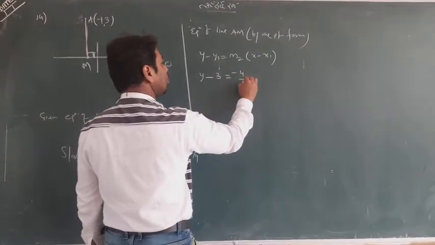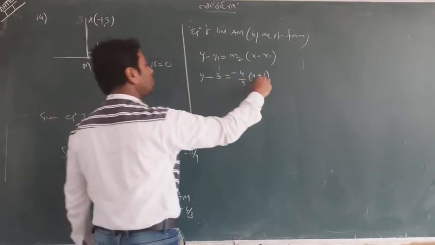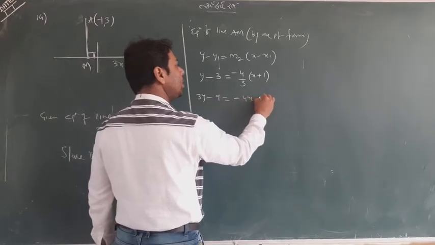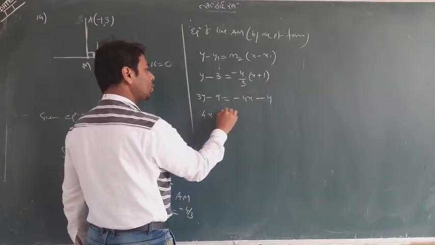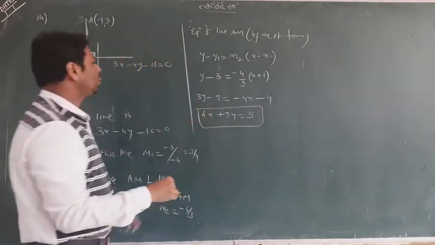So we have got x1 is minus 1. So it's a plus 1. 3, 9, 4x and minus 4. So 4x plus 3y equal to 5. We have got the equation of AM.